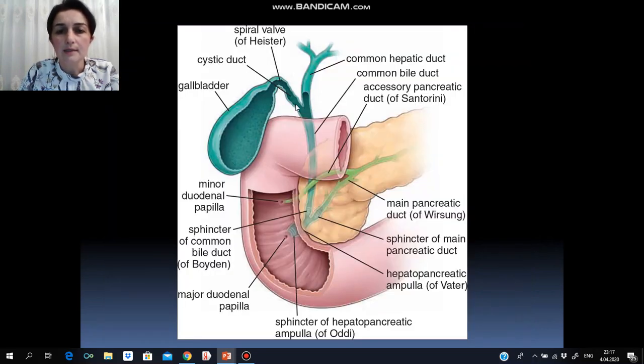Finally, the cystic duct, which arises from the gallbladder, fuses with the common hepatic duct, and together they form the common bile duct. The common bile duct together with the pancreatic duct fuse with each other and form the ampulla of Vater. At the major papilla of the duodenum, this duct opens into the duodenum. In that way, the bile, which is produced in the liver, and the pancreatic juice are released into the duodenum to aid digestion.